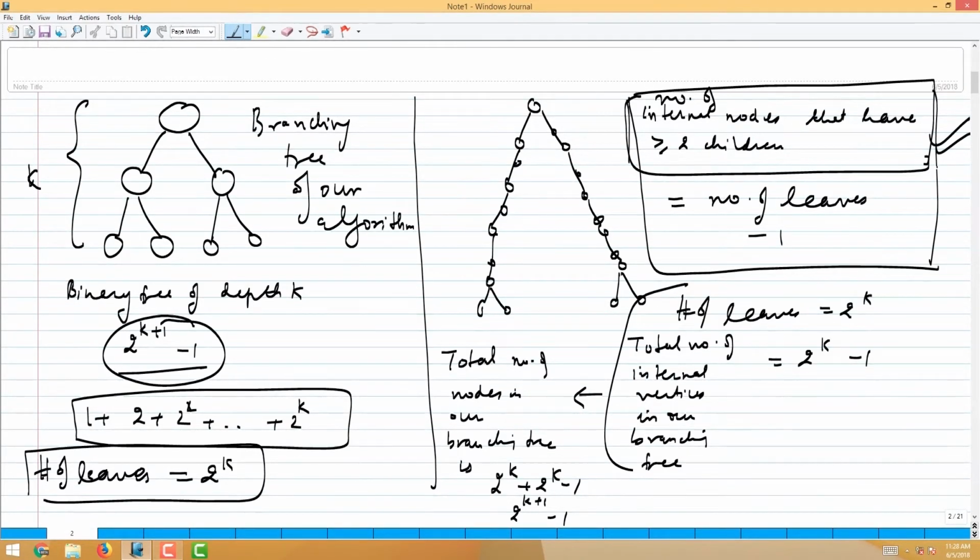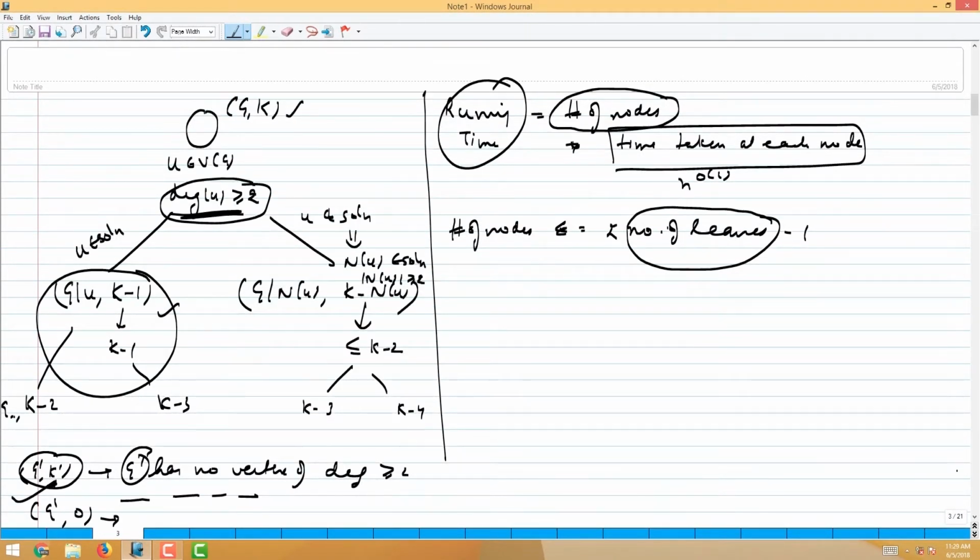So basically to compute the running time of the branching algorithm, all we need to do is bound the number of leaves in this branching tree, right? So how can you bound the number of leaves in this branching tree? Again, try to write some sort of a recurrence to do that.